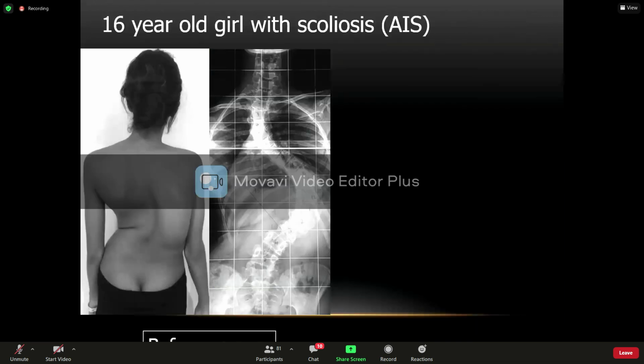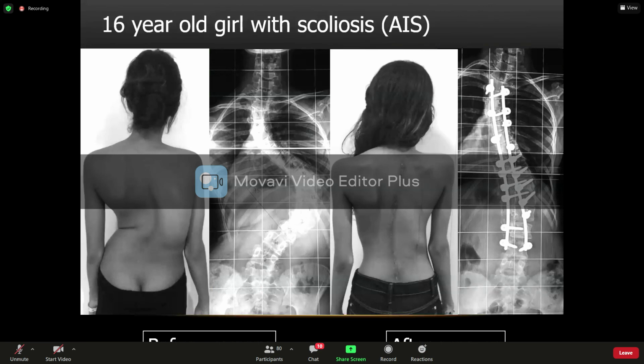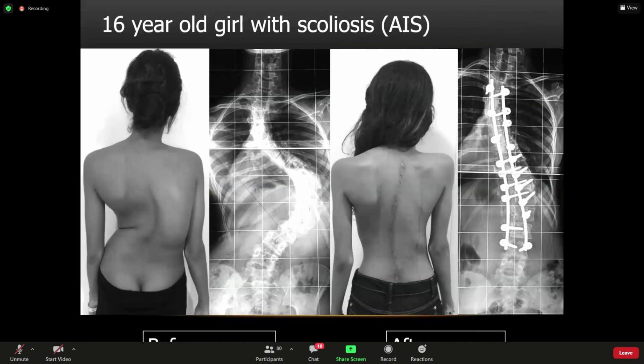This is another 16-year-old girl with a 90-degree curve. These curves you can't miss. It's quite a large curve. And this is what she looks like after surgery, shoulders level. And that big rib hump on the right side has sort of disappeared.